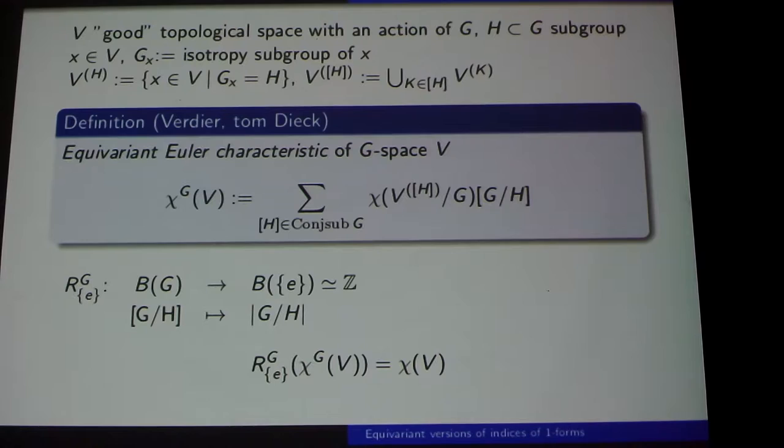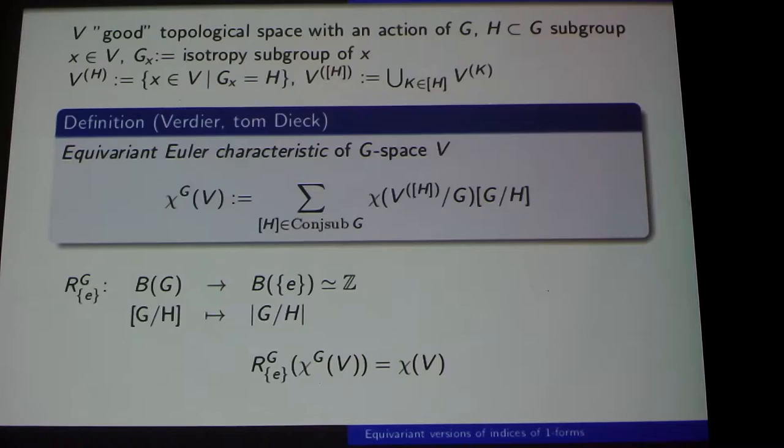One recovers the original Euler characteristic by considering the restriction map from the Burnside ring B(G) to the Burnside ring of the trivial group. Of course, the Burnside ring of the trivial group is isomorphic to Z, and so we have a map sending the isomorphism class of G/H to simply the number of elements of G/H. Under this restriction, the equivariant Euler characteristic goes to the usual Euler characteristic of the space.